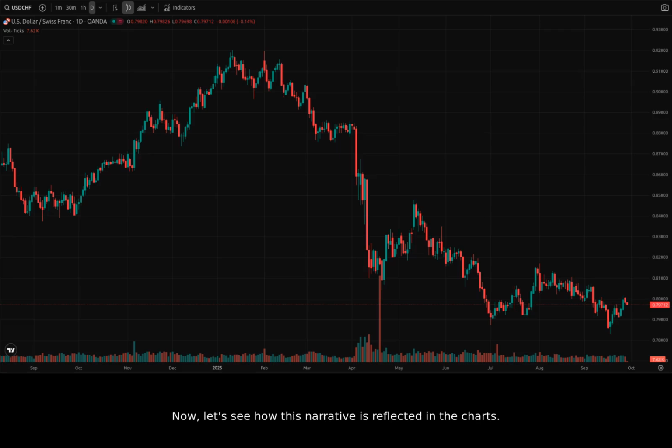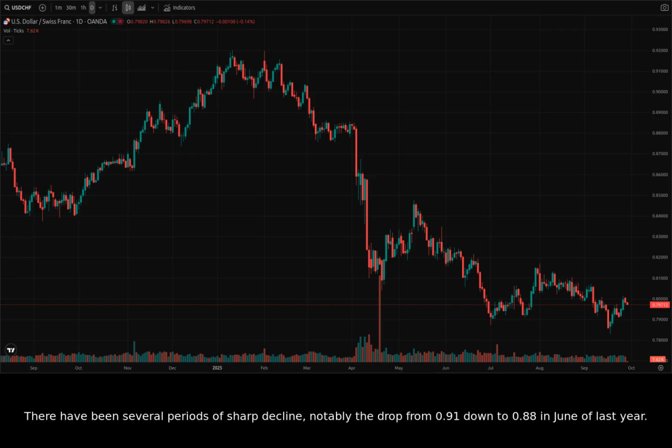Now, let's see how this narrative is reflected in the charts. Looking here at the daily chart for USDCHF, the long-term story is undeniably bearish. Since the highs back in May 2024 above 0.915, the pair has been in a clear and sustained downtrend. We can see a classic pattern of lower highs and lower lows etched out over the past 16 months. There have been several periods of sharp decline, notably the drop from 0.91 down to 0.88 in June of last year. This downtrend reflects the market's reaction to the SNB's aggressive rate-cutting cycle. The selling pressure has been relentless, establishing a clear path of least resistance to the downside.